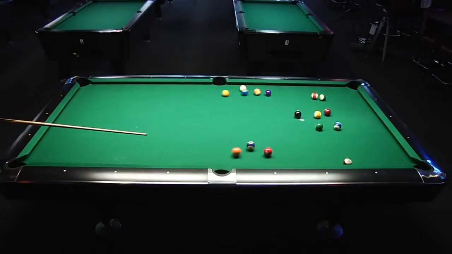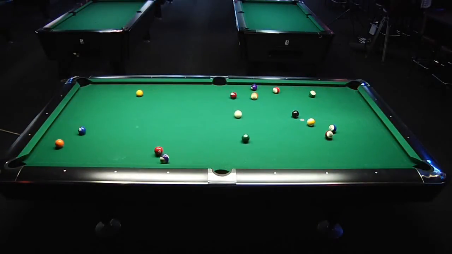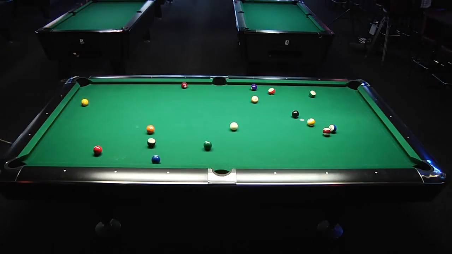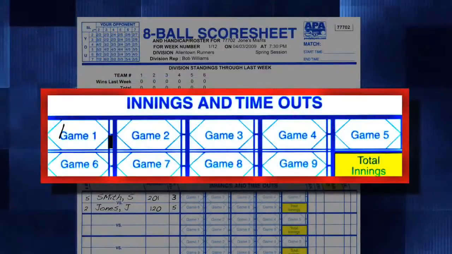Joe then breaks to begin the second game, but doesn't pocket a ball. The inning is now over because Joe has completed his turn at the table. You would now mark in game block 2, 1 inning.